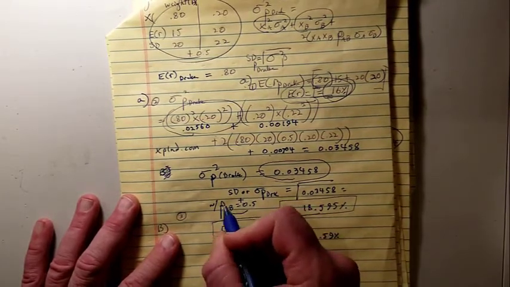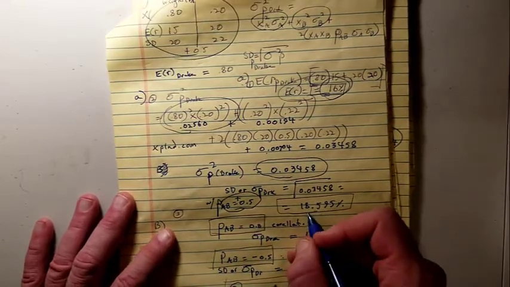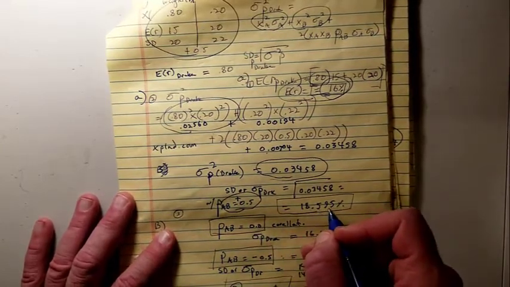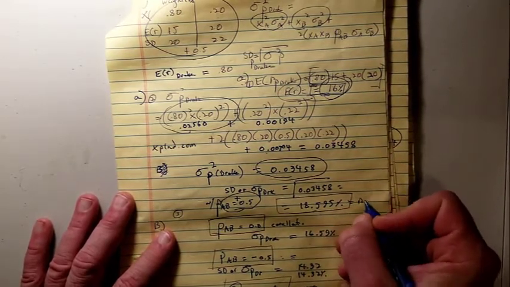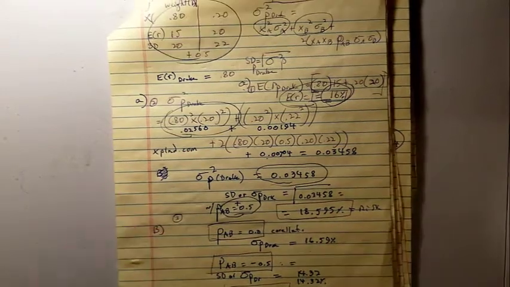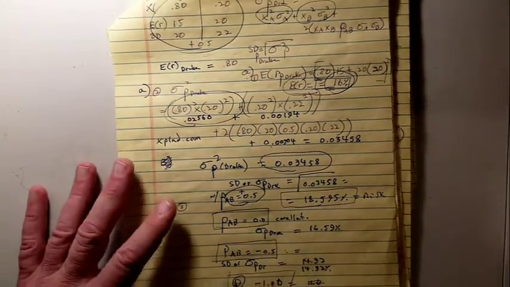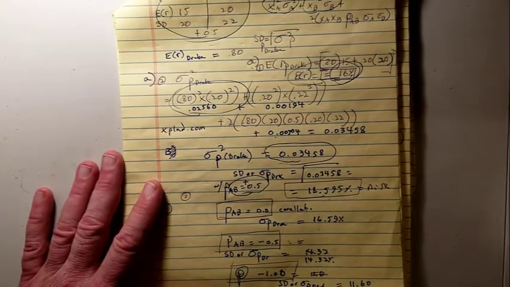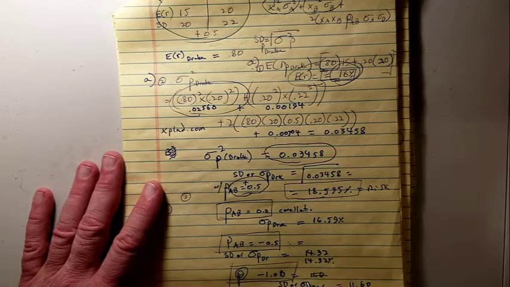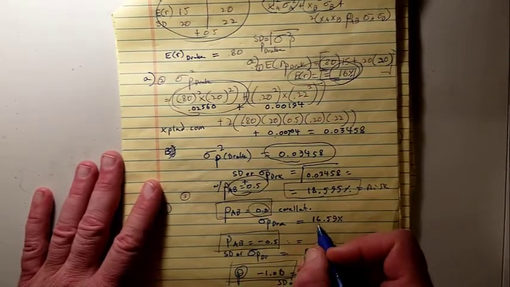This is, of course, the correlation at 0.5. And that gave me a standard deviation of 18.59%. Okay, so that represents the risk of the portfolio. Part B asks you to use other correlation coefficients such as 0, minus 0.5, minus 1. Of course, if you use 0, everything breaks down into a weighted average.